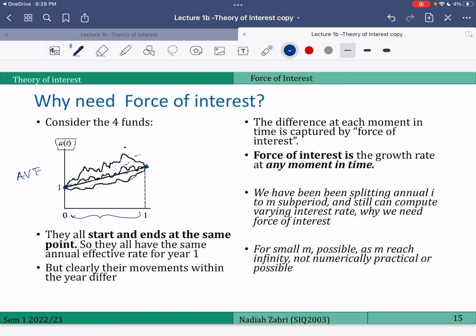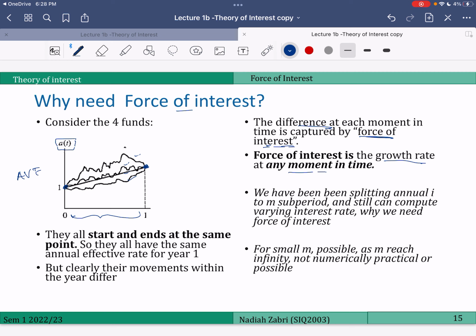However, we cannot ignore, we can see clearly that their experience within the year differ very greatly. So by using force of interest, we can really differentiate at each moment in time the actual force of interest or the actual growth rate at each point in time. So force of interest is the growth rate at any moment in time.